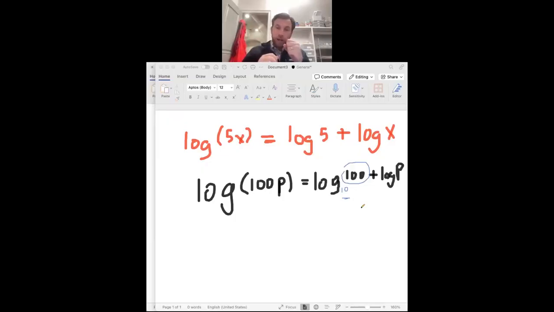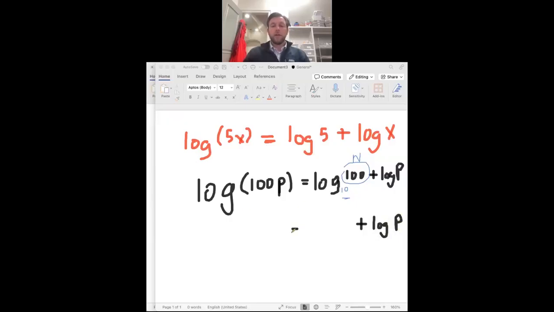So you look at your base and then look at your number part here and say, hey, are they powers of one another? Because if so, you can simplify. So how would this simplify? Well, the log of p doesn't change. So you're off by yourself. And we don't have to write the 10.